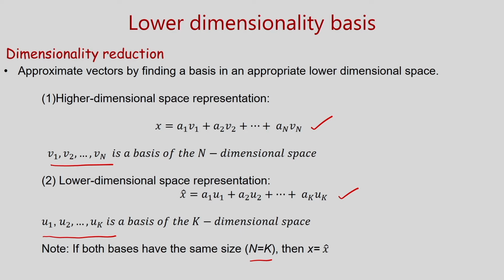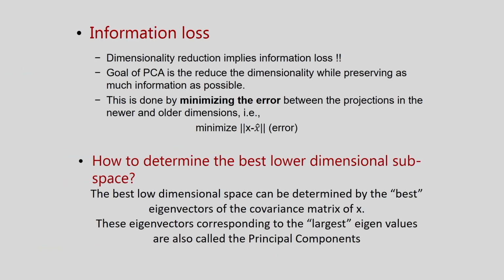So here I have shown this example, one is the high dimensional space, another one is the lower dimensional space representation. And what is the information loss? Because of the dimensionality reduction, information will be lost. So the goal of PCA is to reduce the dimensionality while preserving as much information as possible.